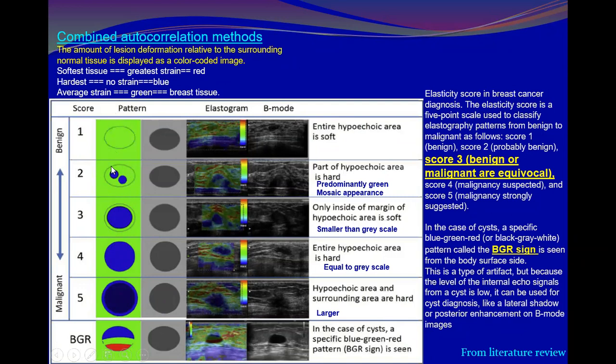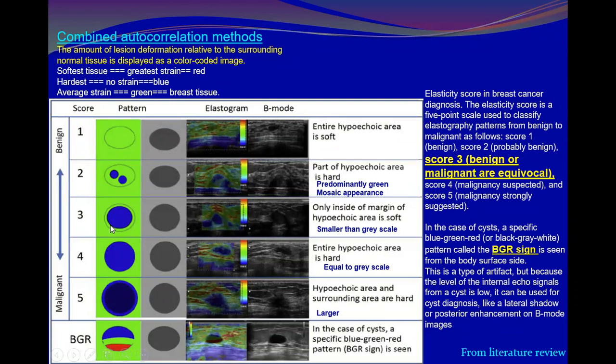While in scale two, the majority or predominantly is green, like the normal tissue, but few areas, okay, randomly distributed, seen here as blue or hard, representing hard, giving what is called the mosaic appearance. And from here, they start to say most of the lesions in these are benign. That is why they consider it a probably benign lesion, not like one is benign, but two is a probably benign lesion, okay?